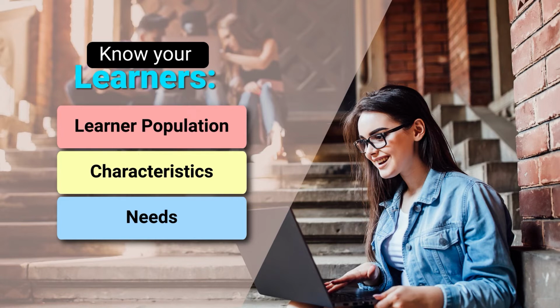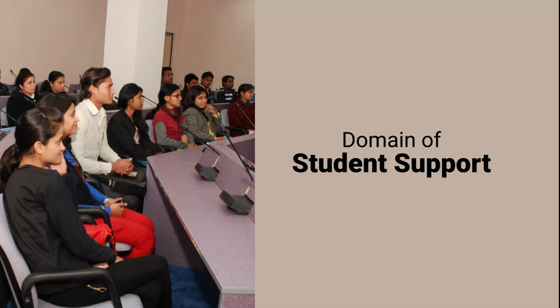Their characteristics: are they predominantly rural or are they predominantly urban? What kind of structures, what kind of support systems they need, what are their expectations from the institution? All this will decide what kind of a support system that we need to put in place. Well, having understood your learner, let us understand the domain of student support services. What all does it cover?